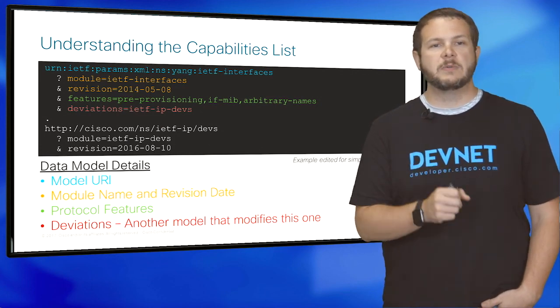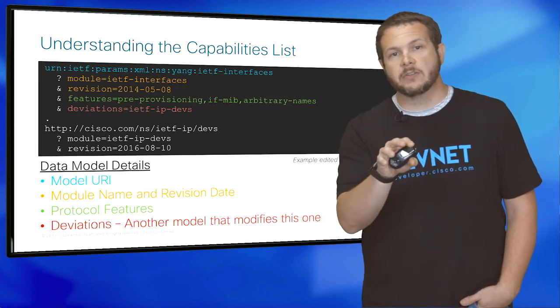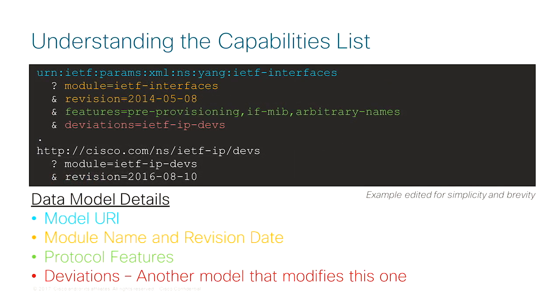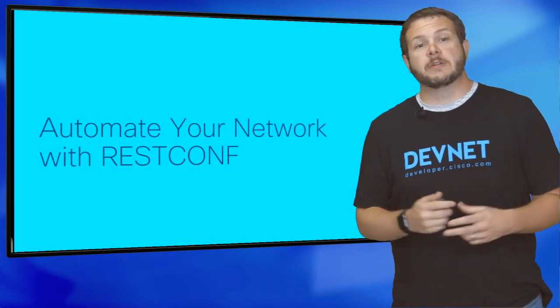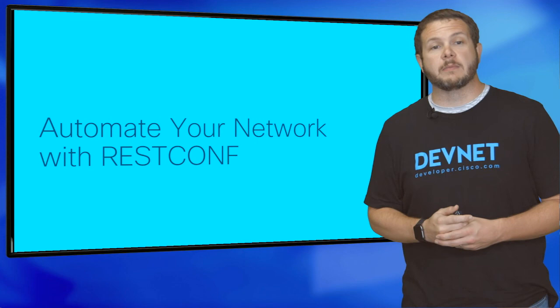And then lastly, in red, we see the deviations. If the implementation of this model on the device has some changes from the basic standard, the deviations will indicate what those are. All right, now that we've talked about the fundamentals of RESTconf, let's look at how we can use it to automate our network.